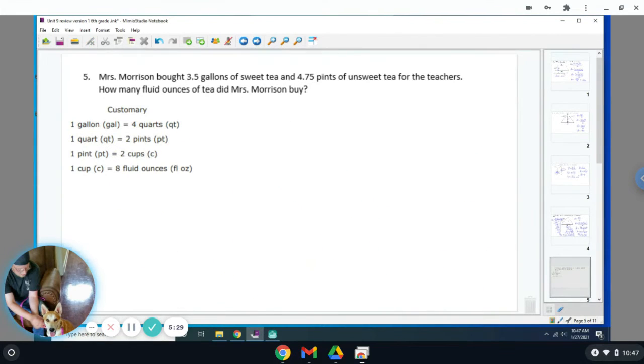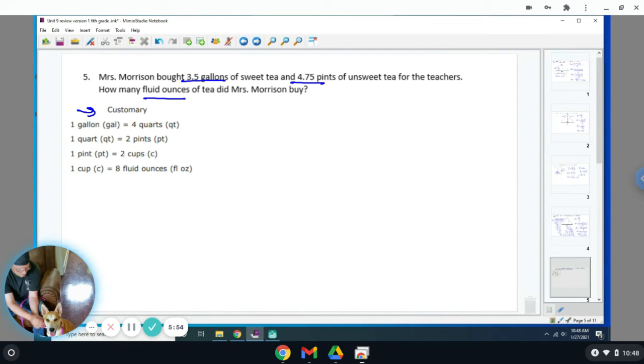All right, number 5. Miss Morrison bought 3.5 gallons of sweet tea and 4.75 pints of unsweet tea for the teachers. How many fluid ounces of tea did Miss Morrison buy? So we want to change all this to fluid ounces. So I'm going to change this to fluid ounces and this to fluid ounces and add it together. So this right here is found on your star chart. So use your star chart to help convert.